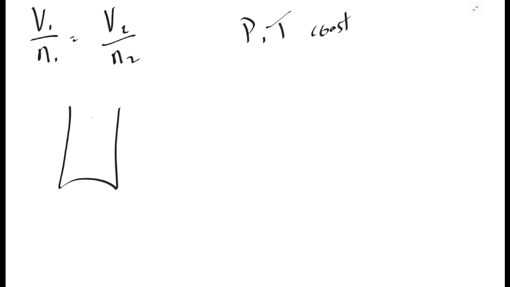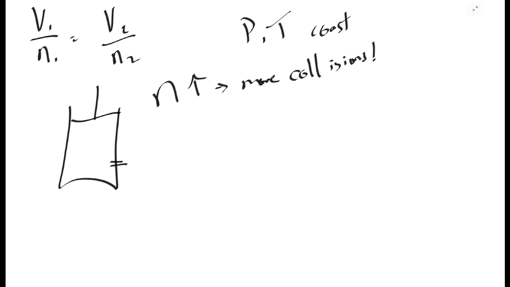So once again, we have a container that can change the volume, and you have some way to put more gas in or let some gas out. Okay. So what happens when you put more gas in? Well, you're going to get more collisions. Temperature is constant, so you're not changing the force of the individual collisions, but you are increasing the total number of collisions. So more collisions means more force.